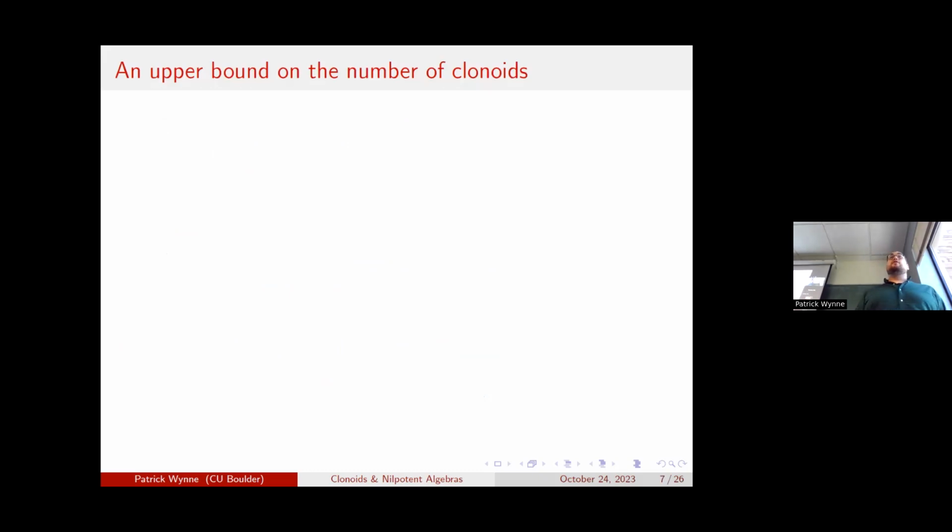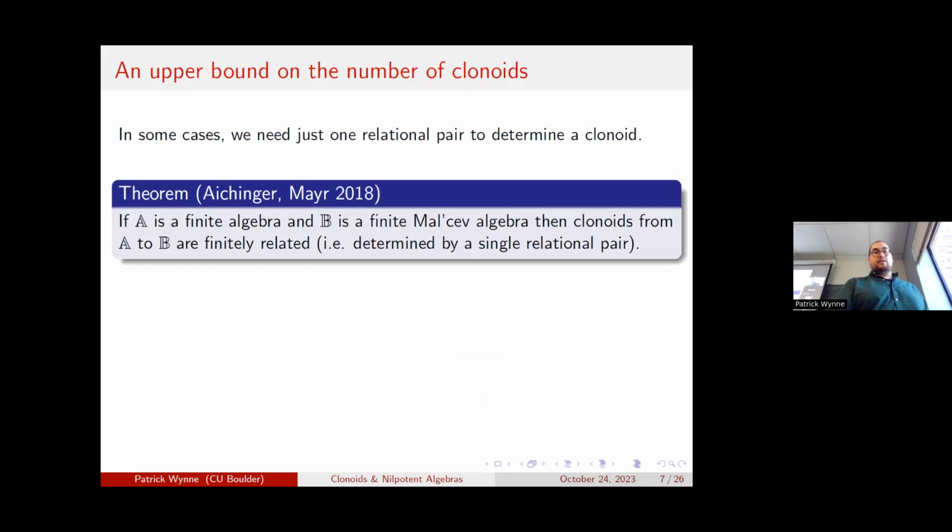Okay, so a clonoid is a subset of the set of functions from powers of A into B, and so a priori this could be of size continuum, but at least for suitably nice algebras, we get that this clonoid is not determined by a whole bunch of relational pairs, but is actually determined by a single relational pair. This theorem is due to Erhard Aichinger and Peter Mayr, and says that if we have a finite algebra A and a finite algebra B, where B has a Malcev term, then actually clonoids from A to B are finitely related. Really they prove something more general. We can replace Malcev term here with an edge term, but for this talk, Malcev term is exactly the case that we want to focus on. So if B has a Malcev term, then the clonoids from A to B are determined by finitely many relational pairs, and from finitely many relational pairs, we can boil it down to just a single relational pair.